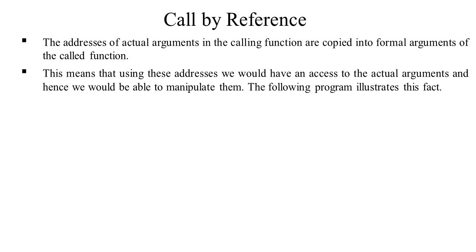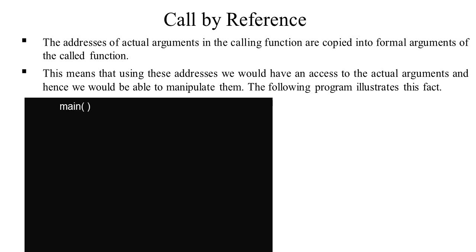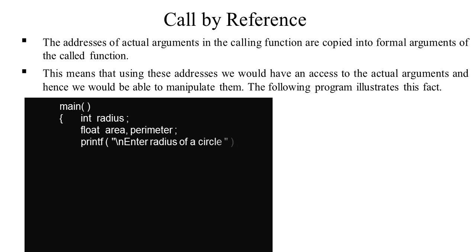Now let's understand this concept using one example. So over here, this one is our main method. Inside this main method, there are a total of 3 variables. One is of integer type and the remaining 2 are of float. One is for radius and the floats are for area and perimeter. So what we want to do is calculate the area and perimeter of a circle, and obviously we need the radius for that.